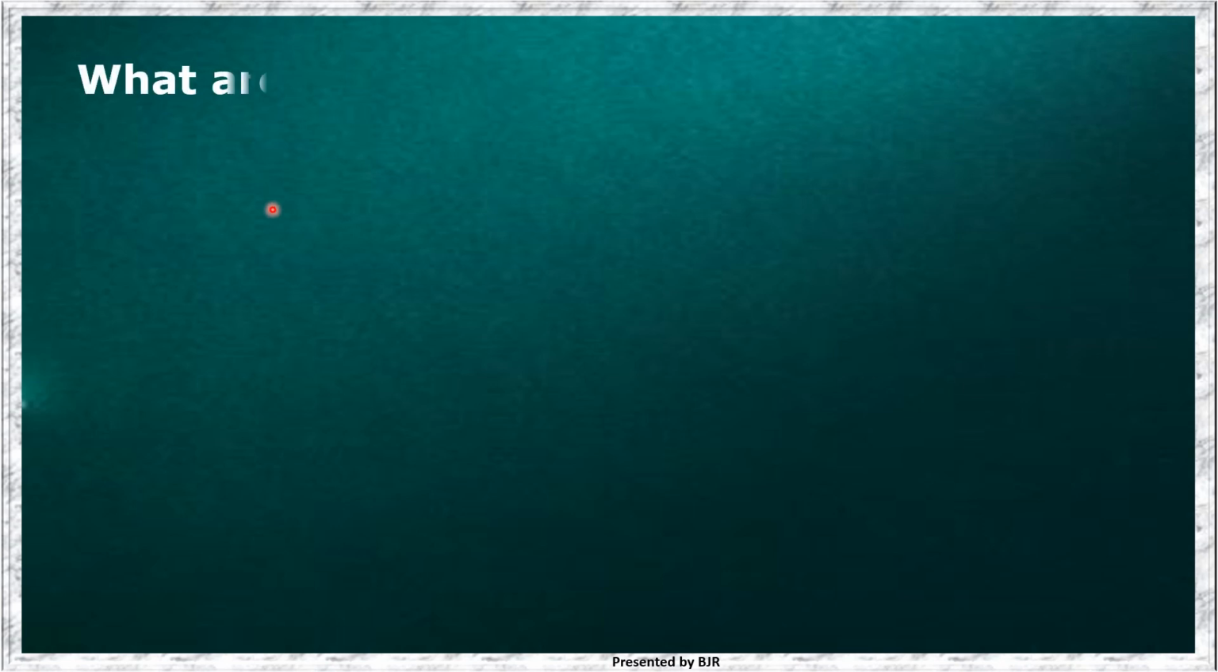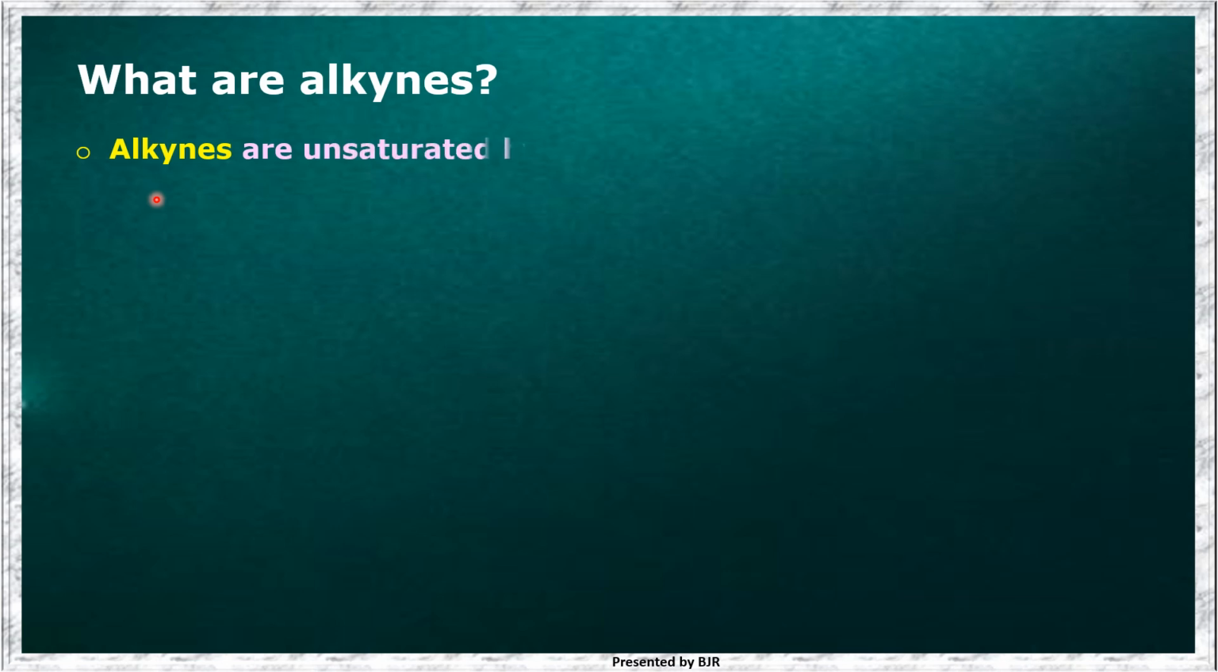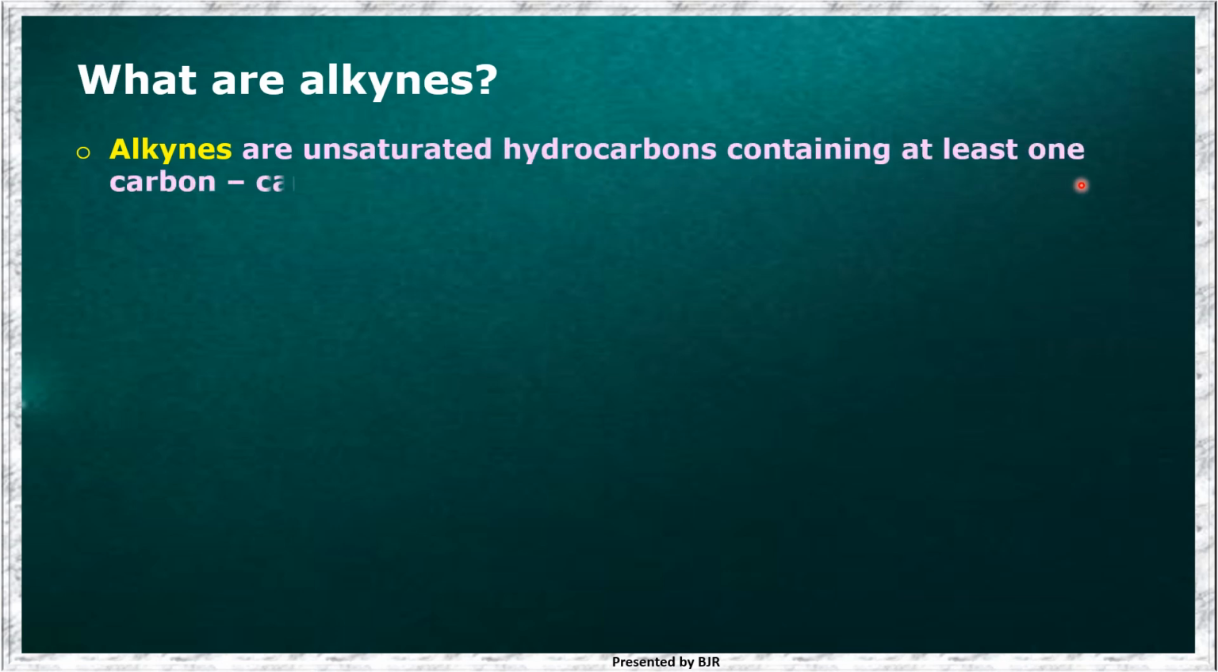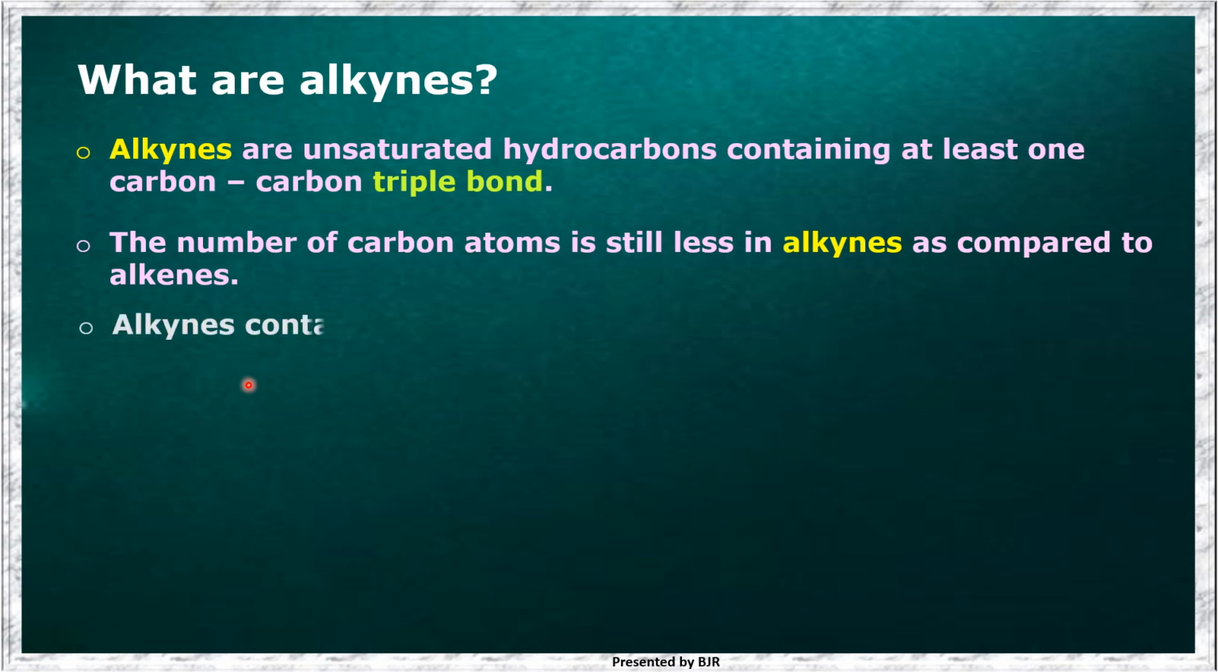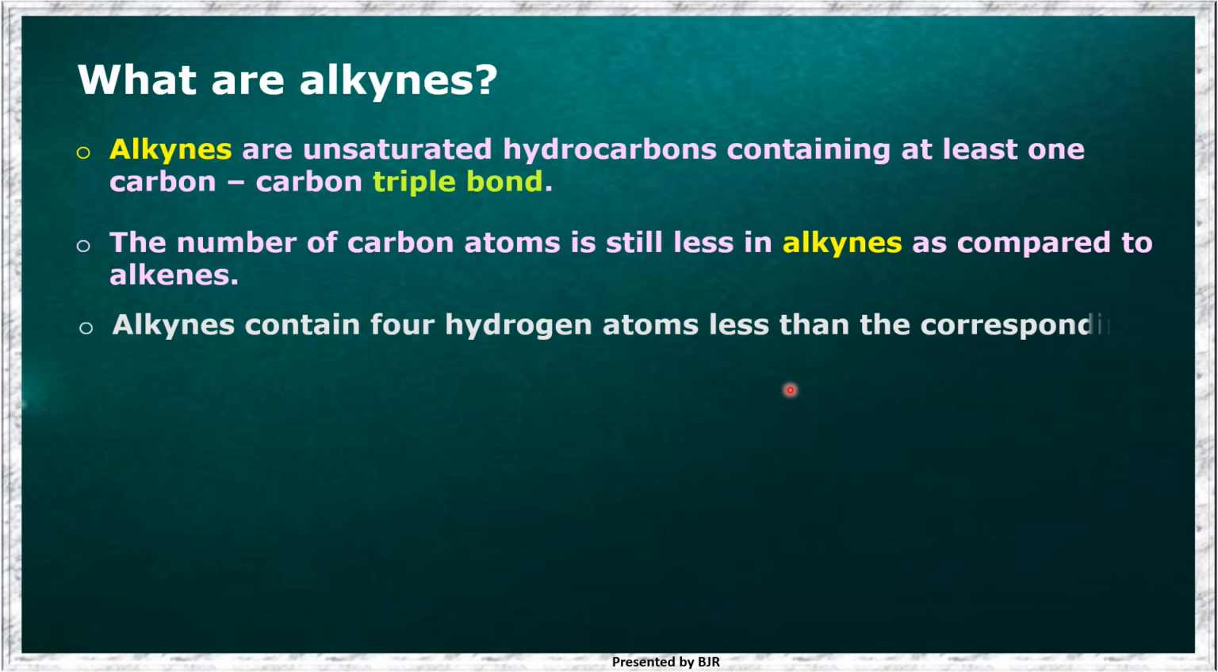Now let us see what alkynes are. Alkynes are unsaturated hydrocarbons containing at least one carbon-carbon triple bond. The number of hydrogen atoms is still less in alkynes as compared to alkenes. Alkynes contain 4 hydrogen atoms less than the corresponding alkanes.